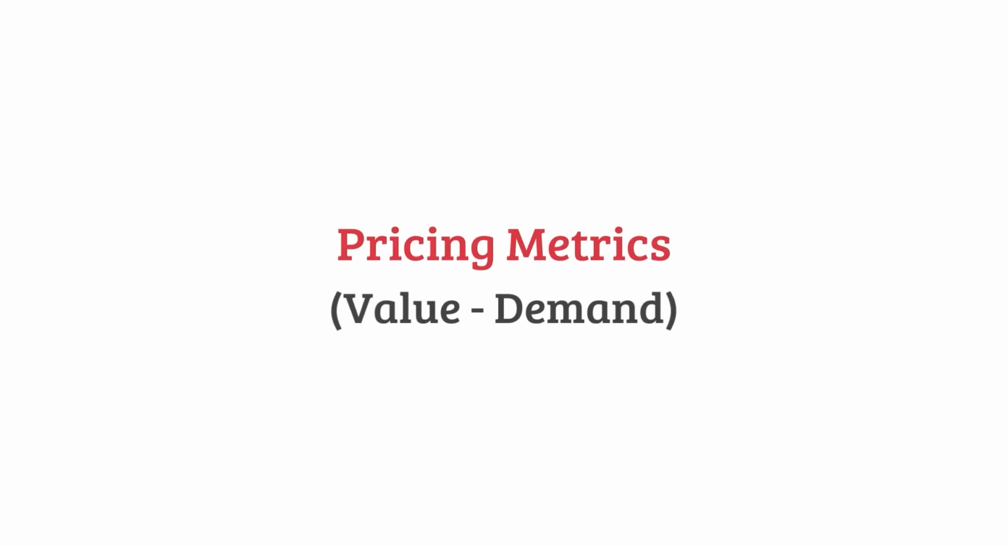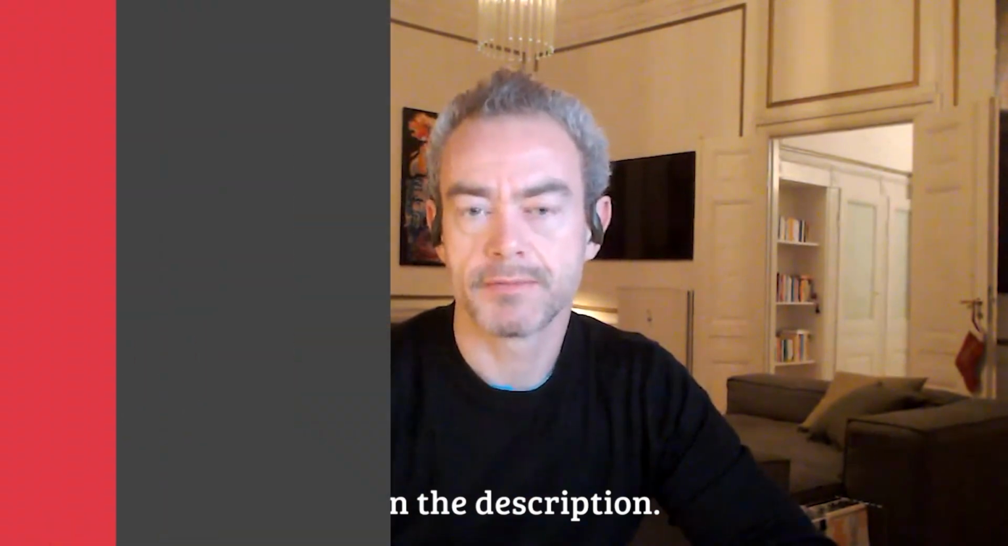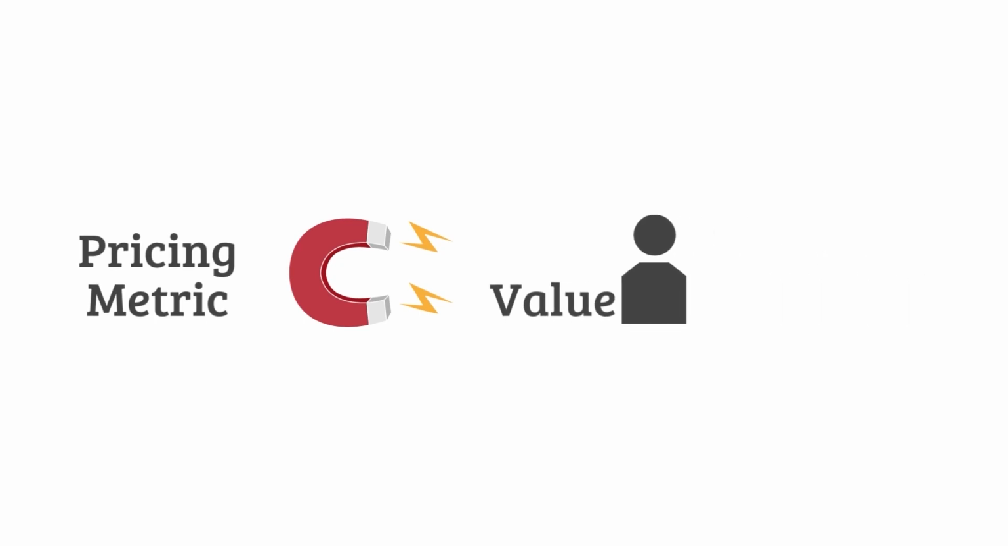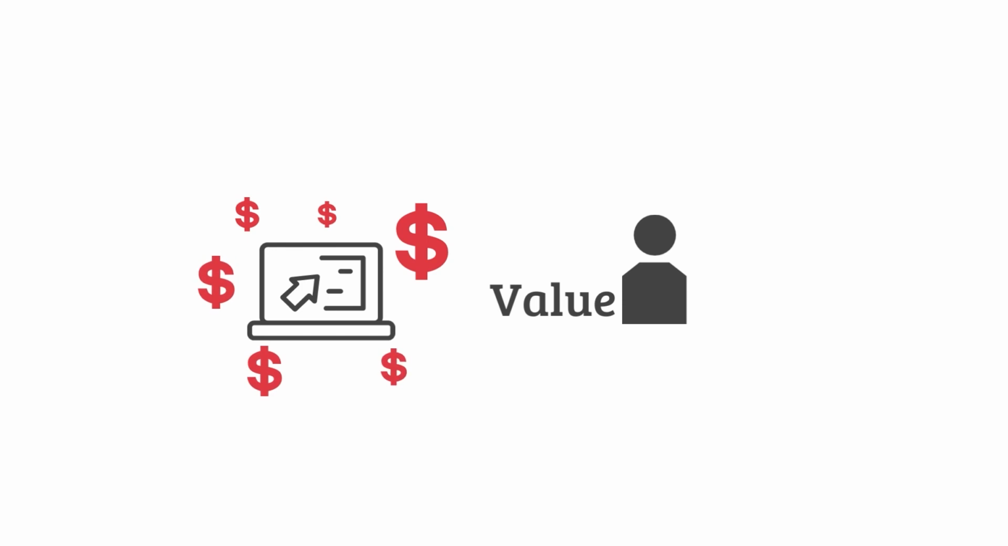Pricing metrics. This is the second video in a four-part series on picking a SaaS pricing metric. The first one was on operational viability, so check that out if you haven't seen it yet. This one, I focus a little bit on explaining how a pricing metric tracks value with your customer and how that value can be translated into pricing and monetization for your software solution.